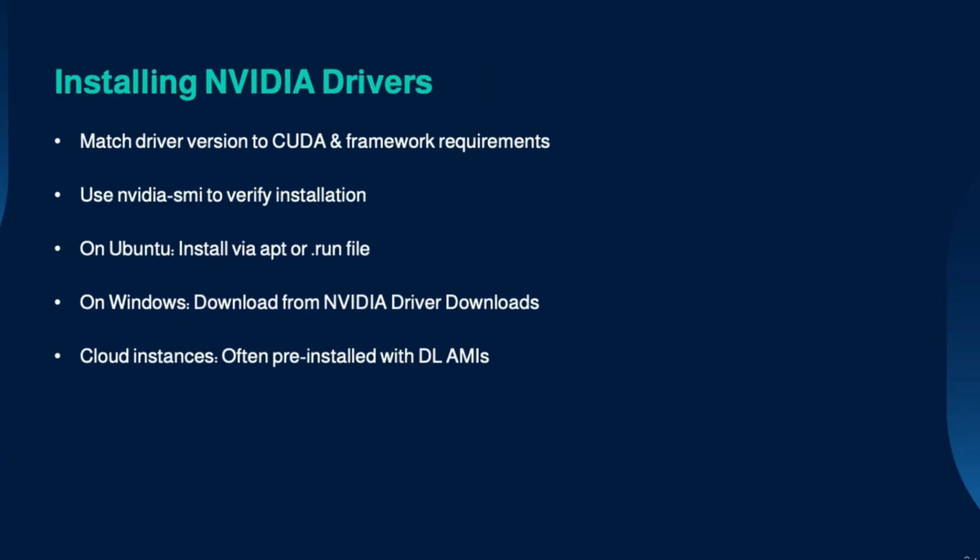Installing the correct NVIDIA GPU driver is the first step in setting up your AI environment. The driver must match your CUDA toolkit and AI framework versions. Otherwise, you'll run into compatibility issues. On Ubuntu, you can install drivers via apt repositories or NVIDIA's .run installer file. On Windows, use the NVIDIA driver downloads page. If you're on AWS or Azure with a deep learning AMI, the driver is often pre-installed. Just confirm it's working by running nvidia-smi in your terminal.